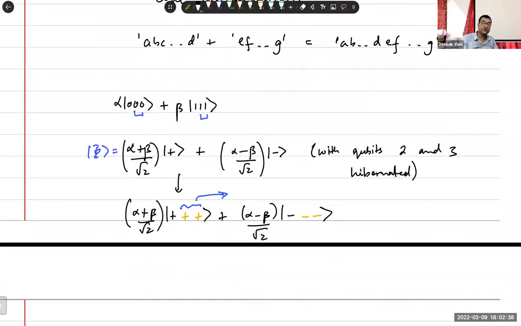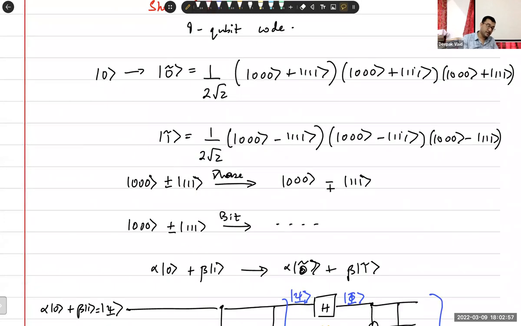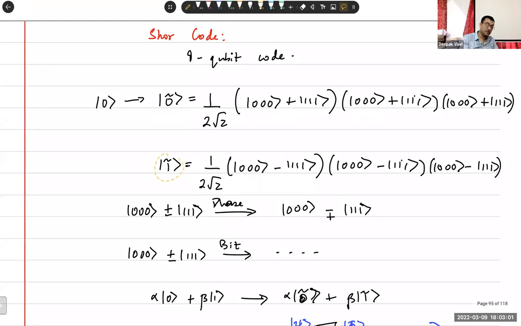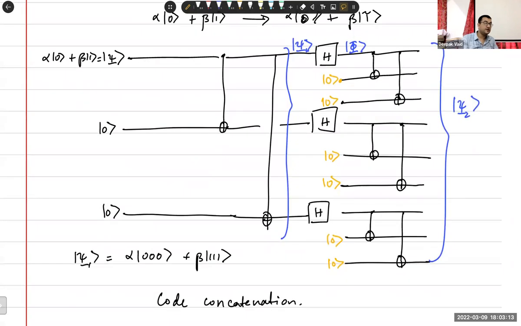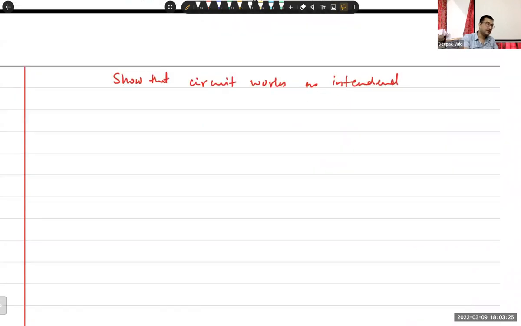I'll leave it as an exercise for you to work out, to show that the circuit works as intended, meaning that it takes our state alpha 0 plus beta 1 and returns the state alpha times logical 0 plus beta times logical 1, where logical 0 is this state and logical 1 is this. I hope that you all can look at this and feel reasonably confident from what you know so far that this will indeed be the case. But it's not completely trivial. So you should definitely sit down and work it out, because there are all kinds of signs, pluses and minuses that one should take into account.